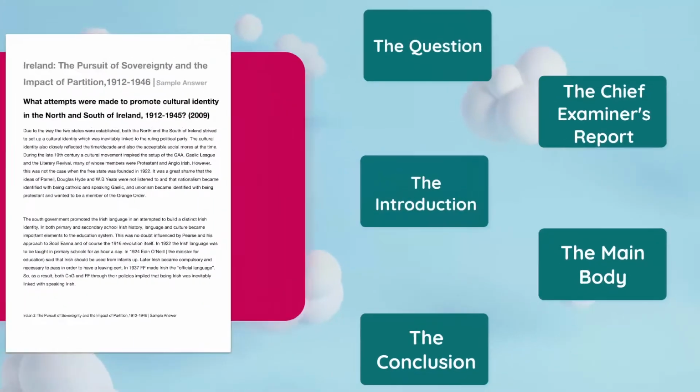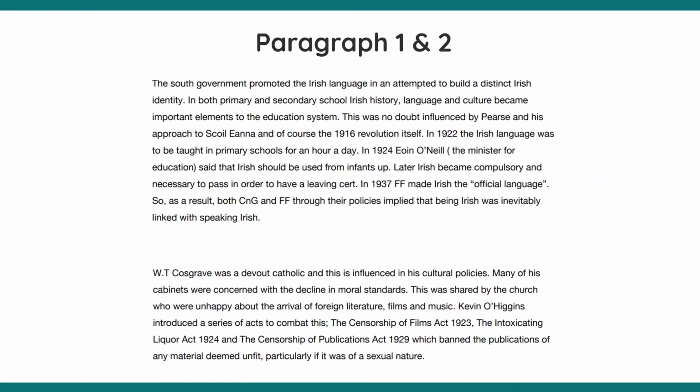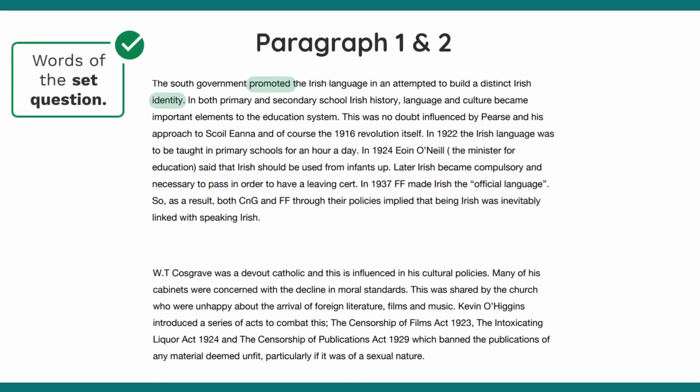Moving on now to the main body of the essay. Firstly, I want to zoom in on paragraphs 1 and 2 and look at what's good about them and indeed what could be improved and improved quite easily about them. I've highlighted the words promoted and identity. Why have I highlighted them? Where have you seen them before? Well, they're part of the set question. So straight away, this person is starting off using the words of the set question to help guide their argument, help guide their sentences. Great idea.